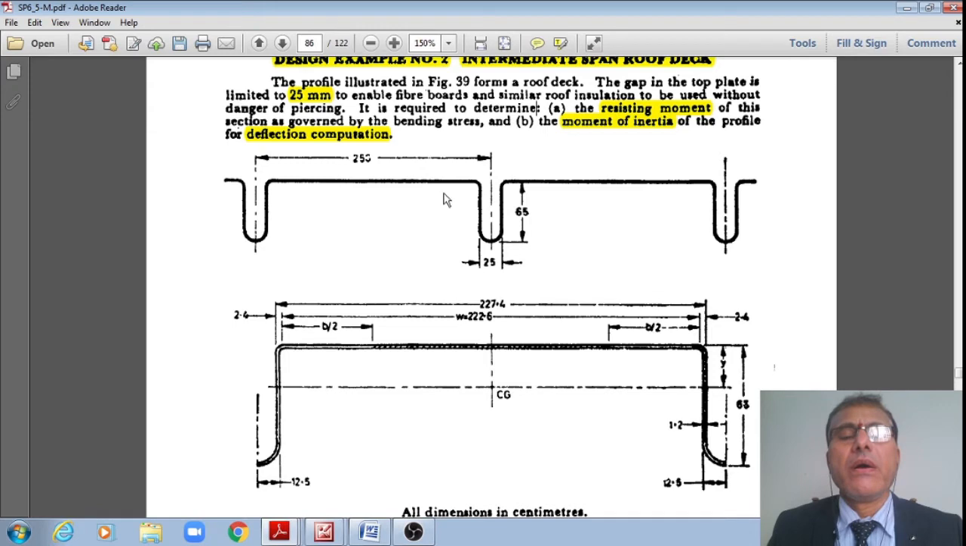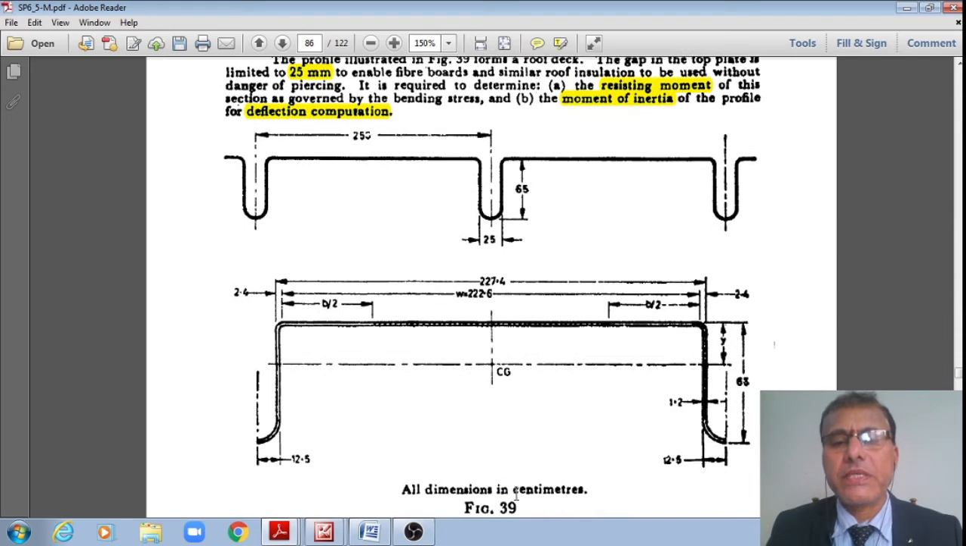Here the flange is 250, and this trough, or this web, is 25, whose depth is equal to 65, and the thickness of this entire profile is equal to 1.2. All the dimensions are in centimeters, student. Sorry, all the dimensions are in mm. There's a typographical error here. All the dimensions are in mm, 1.2 mm, and the depth is 65.